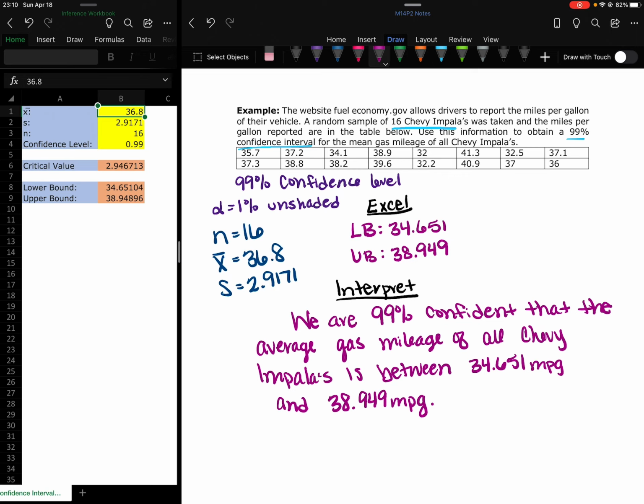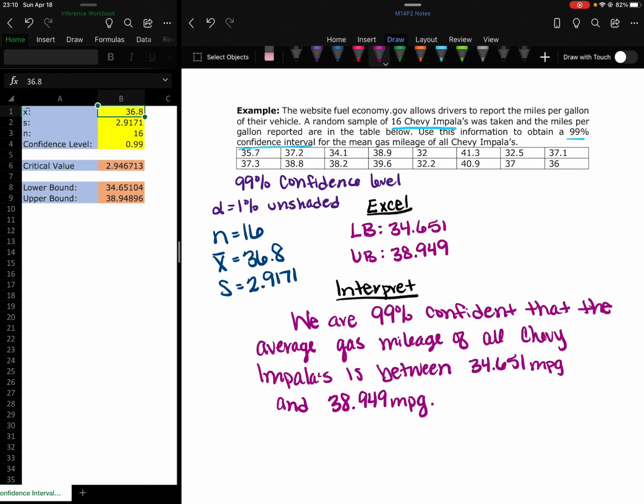So miles per gallon, how many miles can you drive on 1 gallon of gas? So I'm 99% confident that if I'm driving a Chevy Impala, I can get between 34.651 and 38.949 miles per gallon. And that's what you need to do if you have raw data instead of given statistics. And that's also what you need to do if you're just going to go straight into Excel and not do all of the by hand steps.